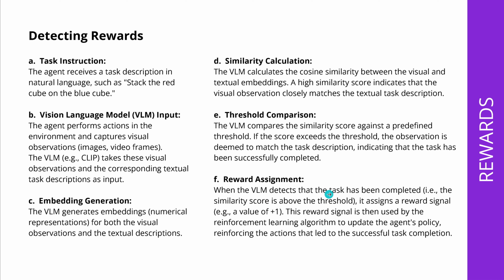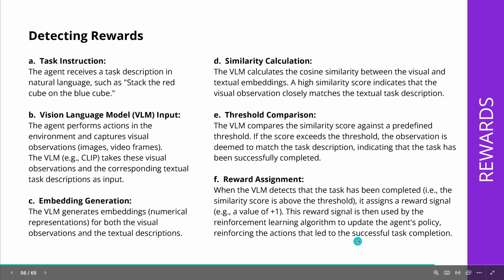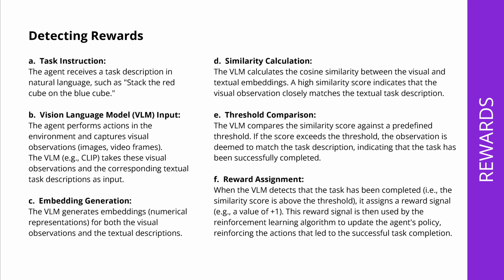And if the VLM detects that the task has been completed, this means the similarity score is above our threshold, it assigns a reward signal, in the easiest case +1 or -1, and this reward signal is then used by the reinforcement learning algorithm to update the agent's policy, the old story that you know, reinforcing the action that led to the successful task completion. So, we need quite some compute power so that this is happening not within seconds, but within some tens of milliseconds, okay?